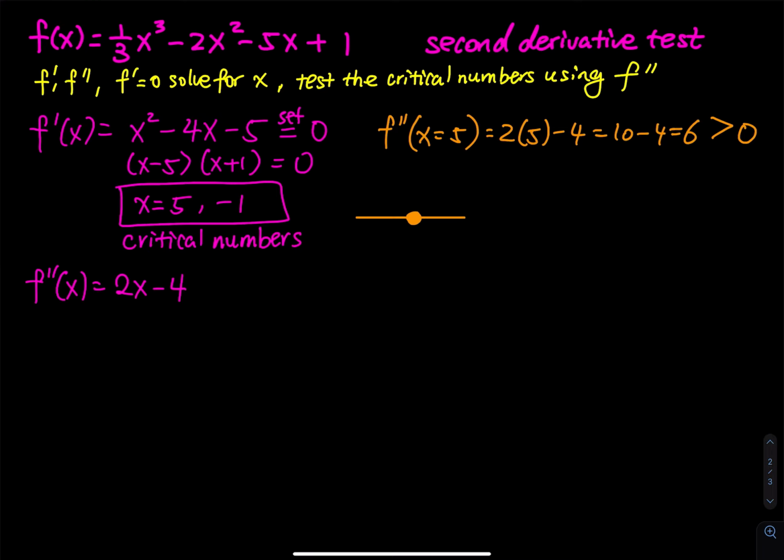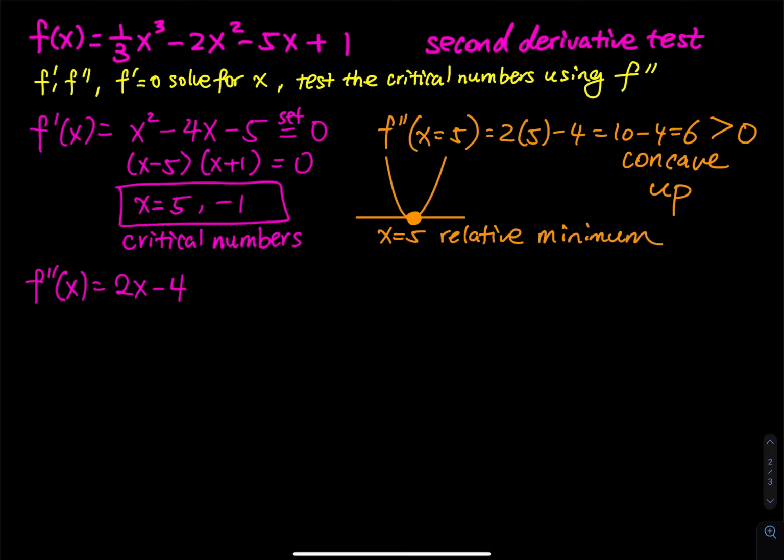And then when you test this critical number using the second derivative, it gives you a positive, right? That means it's concave up. What is concave up? Based on this point, we have a concave up. Now you tell me, is this point a minimum or maximum? The answer is this point, x equals 5, is a relative minimum.